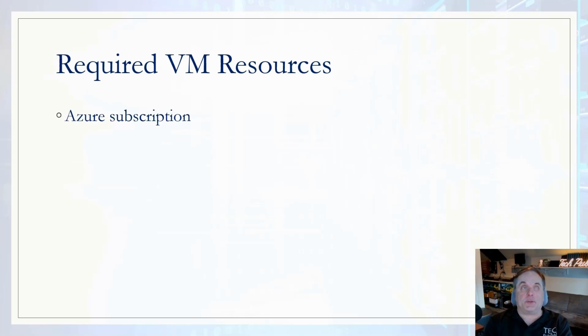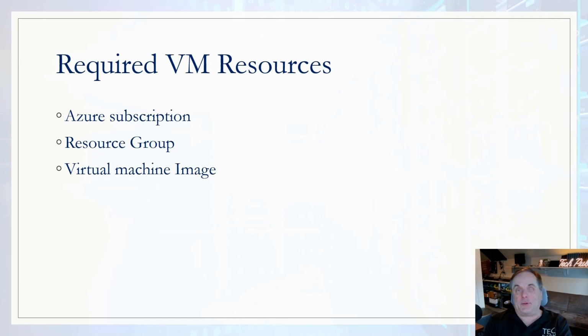An Azure subscription. You've got to have an Azure subscription, and inside that, a resource group to hold all the virtual machines related to these resources. A virtual machine image, which is an operating system template. Now you can choose from many different types, such as Linux or Windows, and different versions of Linux and Windows as well. And a managed disk for the operating system.